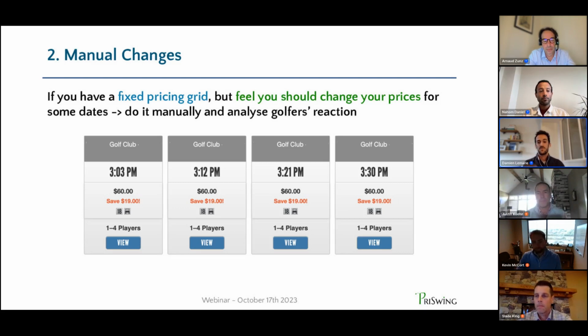What is good with this manual process is that you can test different pricing strategies. The only thing is that it can take a lot of time to do all those manual changes for every day throughout the year, of course.